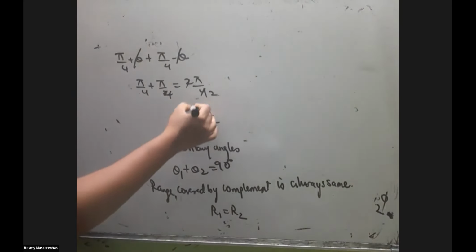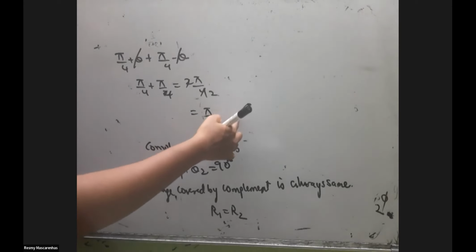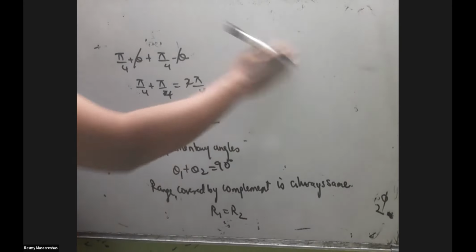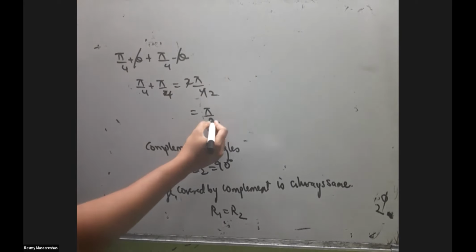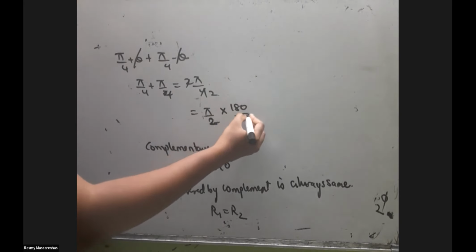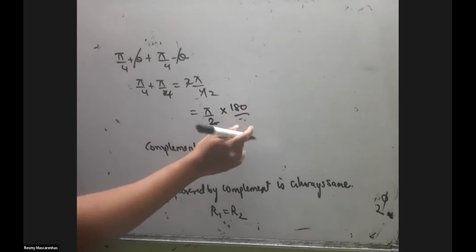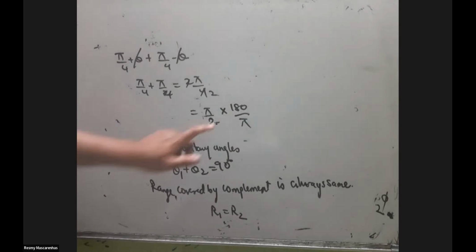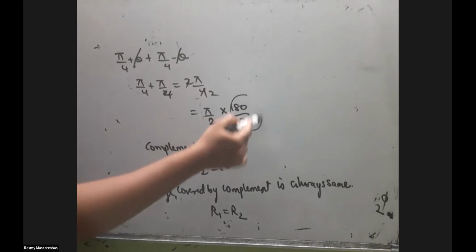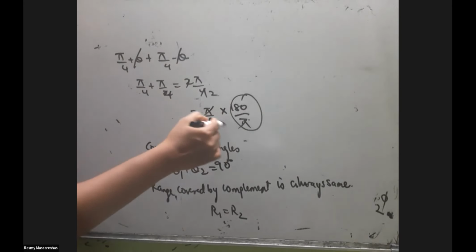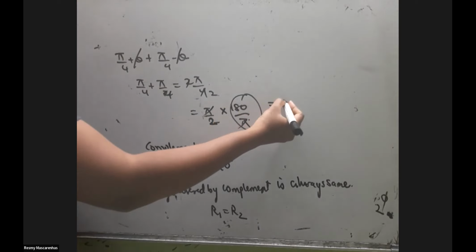This is called angle in terms of radians. In terms of degrees, those who have dropped maths and don't know, you have to reverse: 180 upon pi. Just have to multiply like this. This is a fixed number to convert radians into degrees. Then 90 degrees.